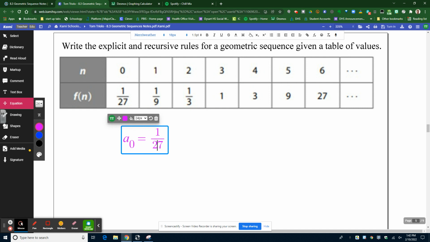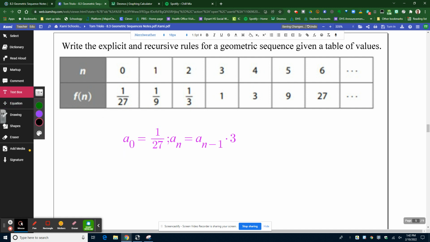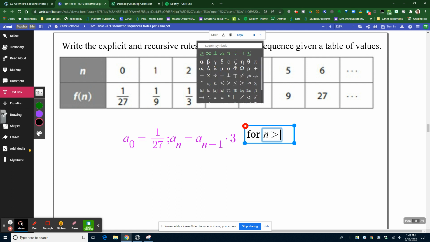Goes right. A sub n, that's not going to change, equals a sub n minus 1, multiplying by 3. This only works until we start moving after 1. Okay, so for n greater than or equal to 1. Okay, so that's my recursive.